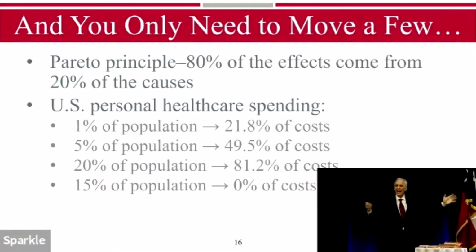In the US economy, 1% of the population accounts for 22% of the costs. 5% of the population, half. In keeping with that 80-20 rule, 20% of the population drives 81% of our healthcare costs. And during the course of the year, 15% of the population doesn't have any healthcare costs at all.